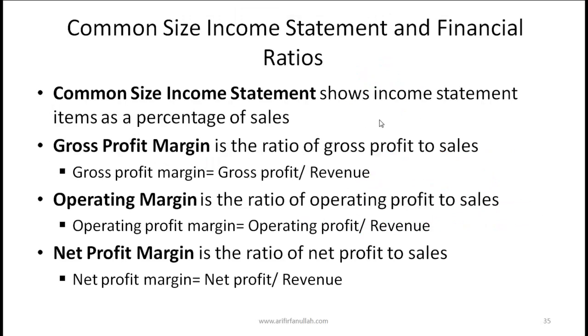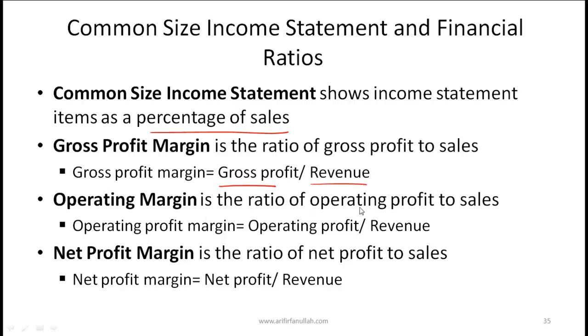So we are nearly at the end of this rather long reading, done with EPS. Now we will talk about some basic ratios. This is quite straightforward. You just need to memorize some of these terms and ratios. A common sized income statement shows the income statement items as a percentage of overall sales or revenue. Gross profit margin is the ratio of gross profit to sales. So gross profit, remember, is your sales minus cost of goods sold, and the gross profit margin is gross profit divided by sales or revenue.